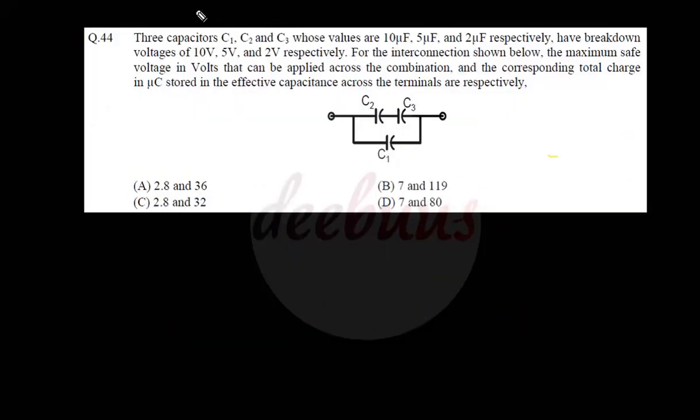Now moving to another 2-mark question. 3 capacitors C1, C2 and C3 have values 10 microfarad, 5 microfarad and 2 microfarad respectively, and have breakdown voltages 10 volt, 5 volt and 2 volt respectively. For the interconnection shown below, the maximum safe voltage in volts that can be applied across the combination and the corresponding total charge in microcoulombs stored in the effective capacitance across the terminals are respectively.